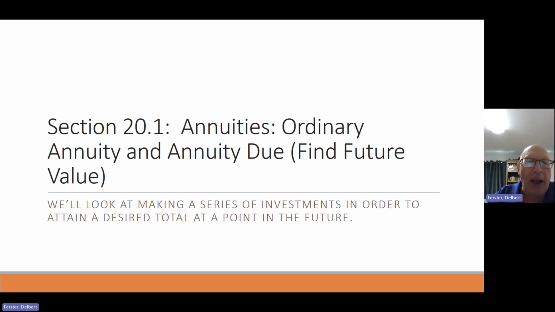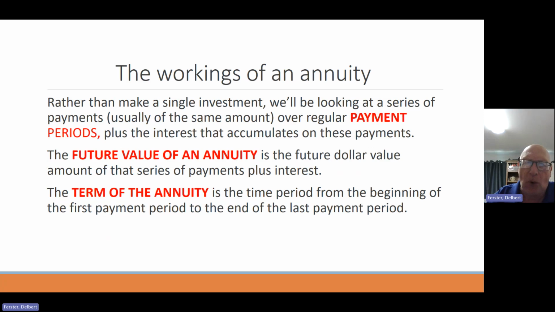Section 20.1, here we go. We're going to talk about an ordinary annuity and an annuity due, and we'll find out how much they're worth in the future. The difference between these two, you'll see shortly, has to do with when the investment is made in terms of where interest is earned. Future value means what it's worth at some point in the future. The term of the annuity is the time period from beginning until the end.